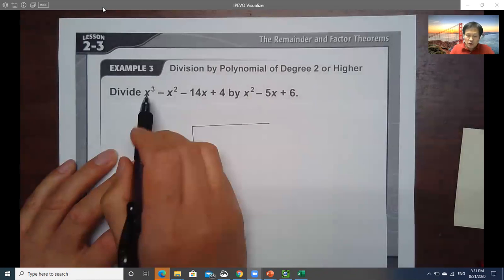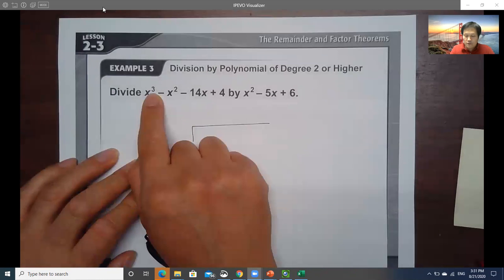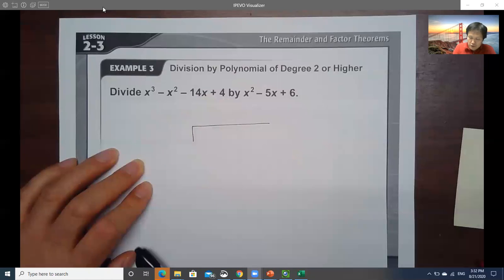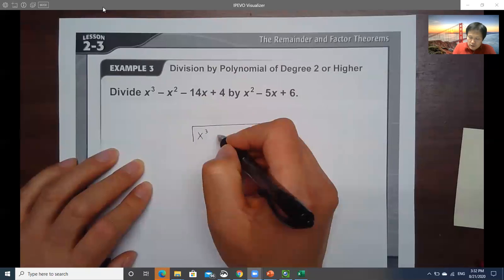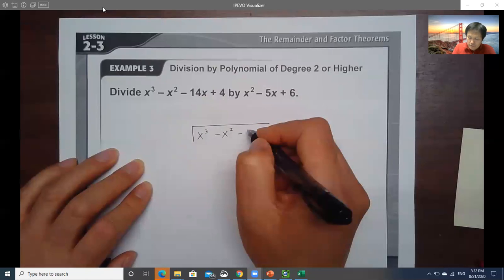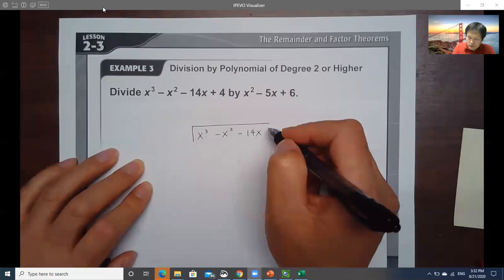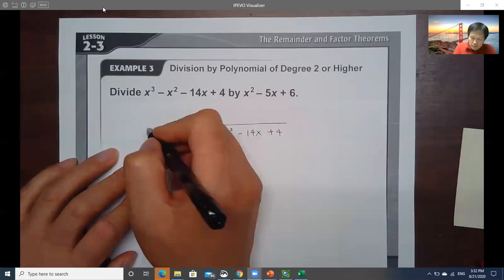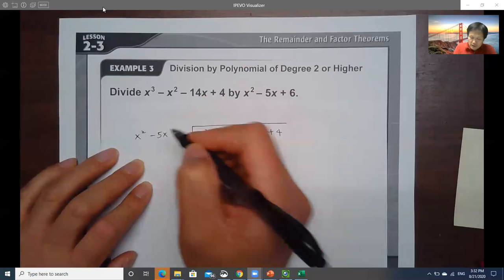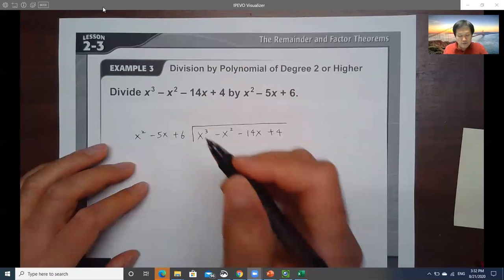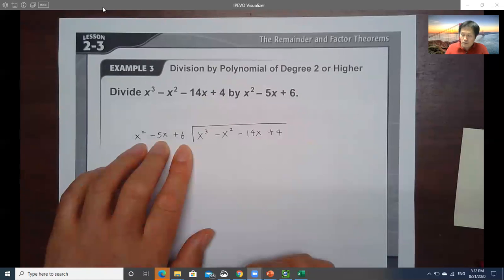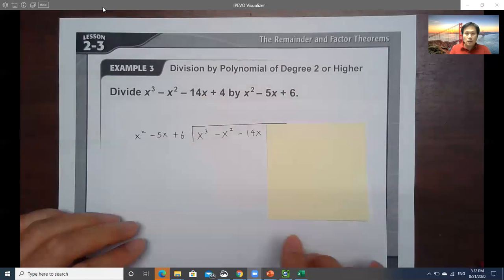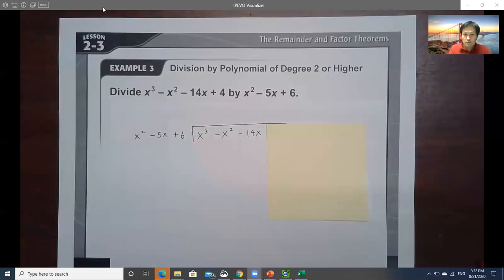First thing you have to check is the power. Third, second, first, 0 power of x. So nothing is missing. Write them down. X to the third, second power, first power, 0th power. Then x squared minus 5x plus 6. The difference is we have 3 terms here. So what? We deal with the 3 terms at a time here. Everything else is exactly the same.